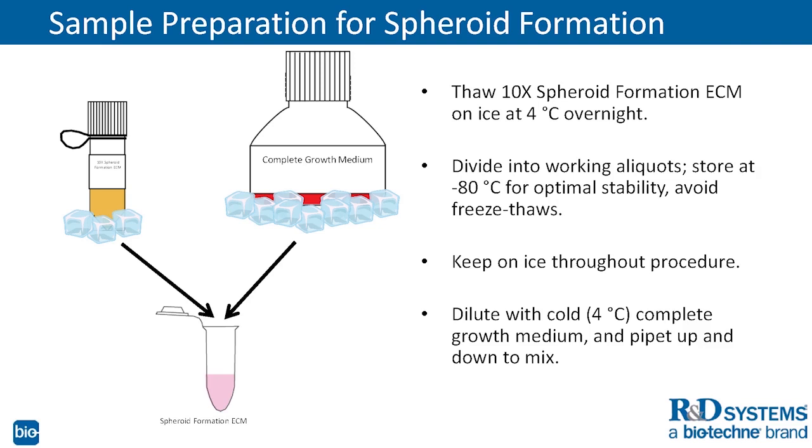But avoid freeze thaws. That's why we say working aliquots. And we also want to keep the reagent on ice throughout the procedure. And now that we're ready to dilute, we'll add our cold complete growth media to the tube, then add our 10x spheroid ECM and pipette up and down to create a homogeneous solution.